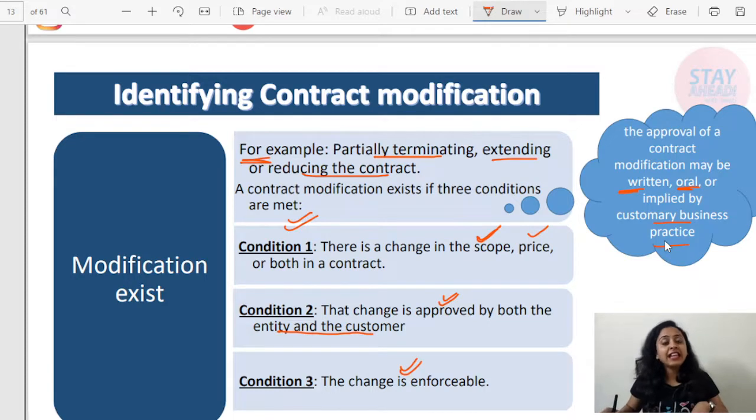Any amount, any right that a particular business has due to its past services and past practices, is implied. It is not negotiated at the time of agreement, but it is implied that if such an event happens, the entity has a whole right, or a better chance, of changing the scope or price. The approval should be written or oral, by both parties.